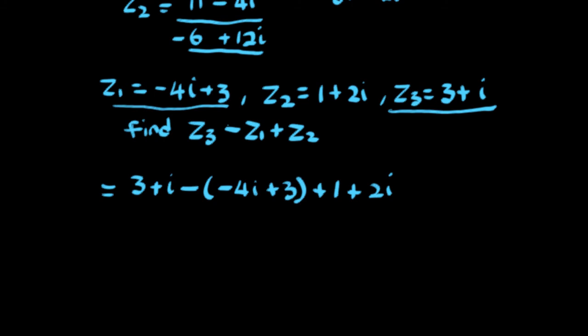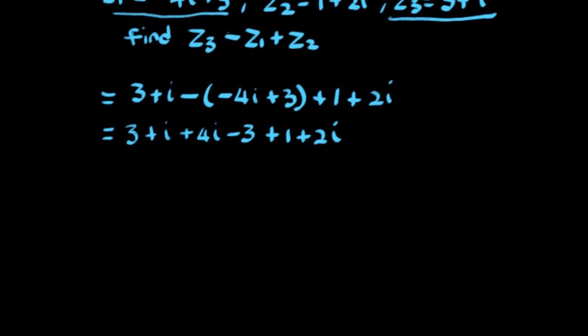Now someone might be wondering, why don't I include a bracket whenever I'm adding two different complex numbers? The addition sign doesn't really affect what is in the brackets, but the negative sign usually does. Now let's open up that bracket. So we have 3 plus i, minus times minus 4i now gives us plus 4i. Minus times plus 3 gives us minus 3. And here we have plus 1 plus 2i.